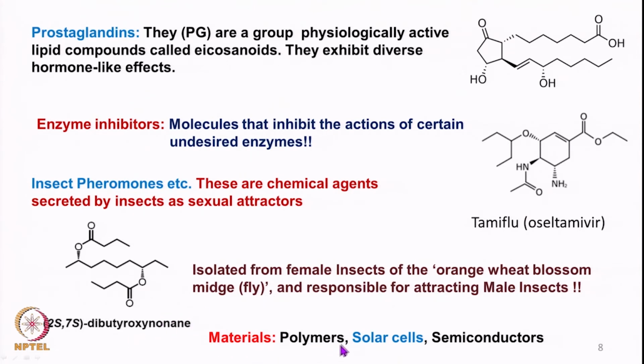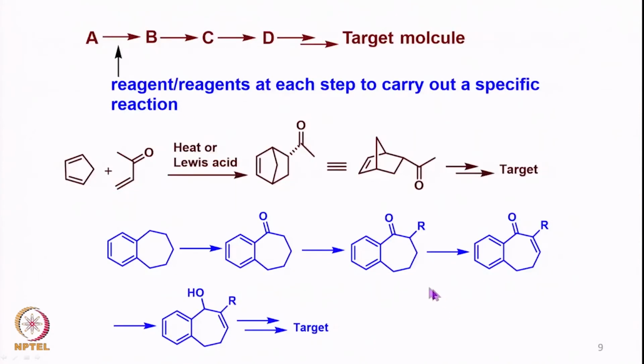Now, there are syntheses of various kinds of materials like polymers, solar cells, and semiconductors that require organic synthesis. Now, organic synthesis of a target molecule, whether it is a natural product or a non-natural product, would involve a number of steps. Say we start with a starting material like A and then go to the target molecule with different kinds of intermediate steps. Now, each step in this endeavor would need a reagent or a combination of reagents, and then it allows a reaction to be carried out.